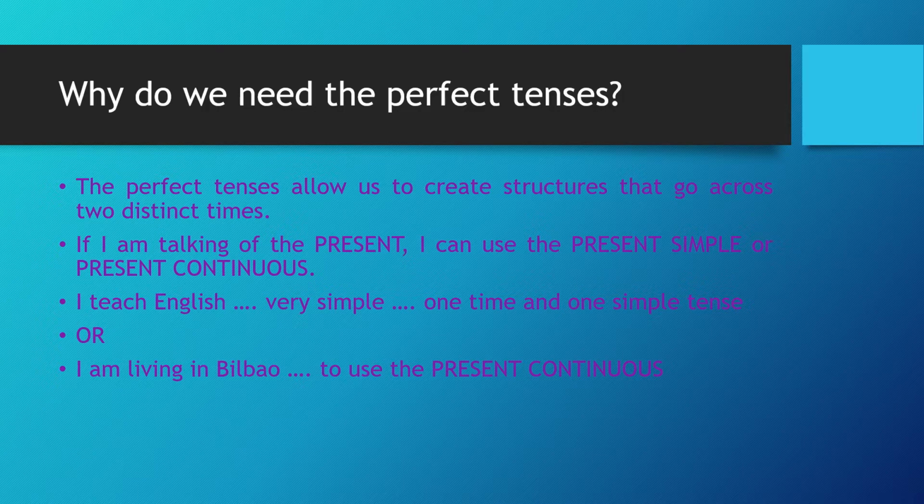If I'm only talking of the present, I can use either the present simple or present continuous. I teach English. It's very simple, as one time frame and one simple tense to use. Or I am living in Bilbao. We're using the present continuous for something which is true in a progressive form at the moment.